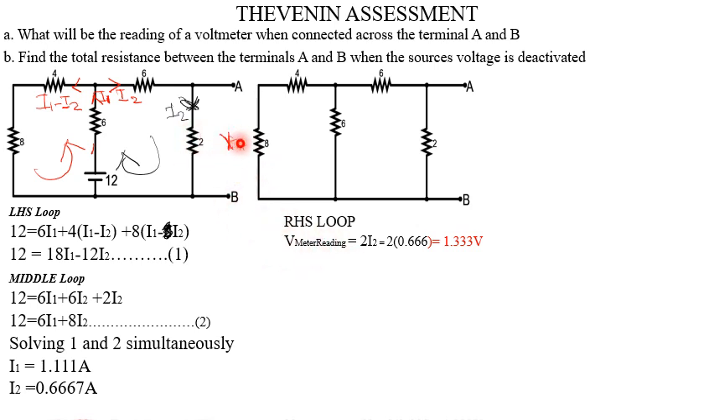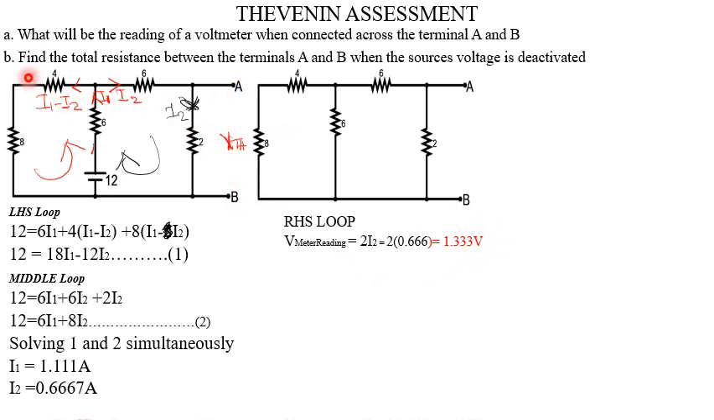We know the value of I2 already. We multiply it by 2 to get 1.33 volts. So the reading you will get when you connect a voltmeter here will be 1.33 volts. I'll confirm this with a simulation.